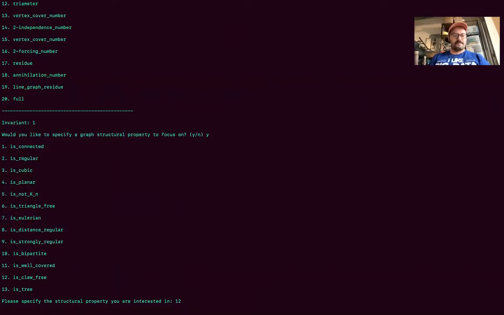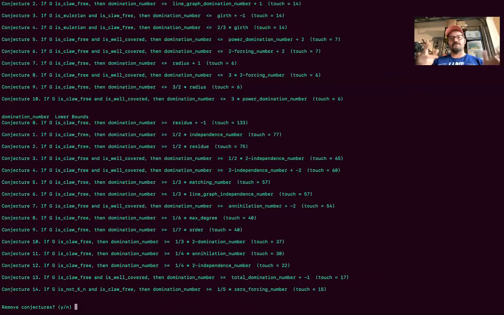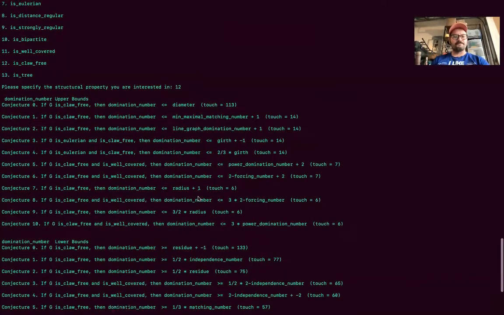It takes a moment because it's now sorting the conjectures according to the heuristics I've programmed in. So it turns out that for an upper bound, it says that if G is a claw-free graph, then the domination number is at most the diameter. And you can see that this is one way that I weight the conjectures, and there's several different ways to do this, but this one weight is much higher than these other weights. Again, this is a weight. I've never seen this conjecture before, and it would be something to investigate.